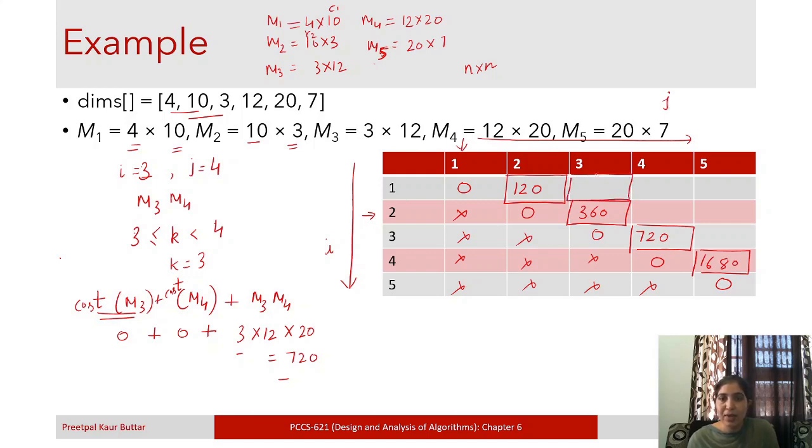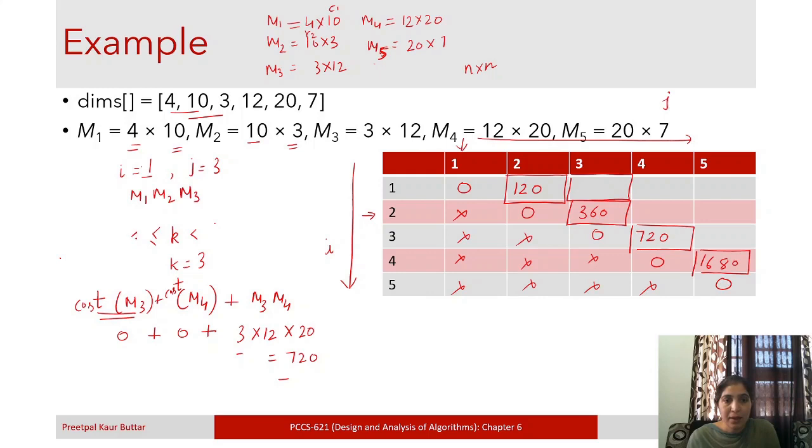Here i is 1 and j is 3. Now we are considering three matrices. What are those matrices? M1, M2 and M3, right? And now you will see the difference in this example.